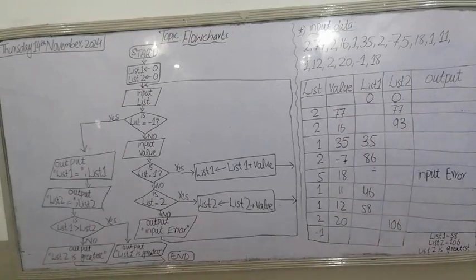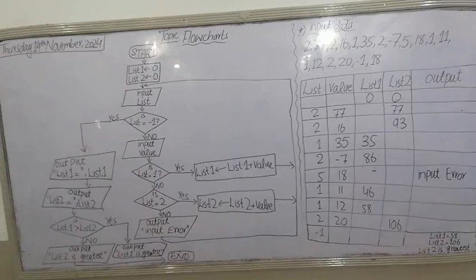Let's move forward. Here comes the first condition: is list equal to -1? It means, is the value stored in the variable list equal to -1? No, it's equal to 2. So we will move towards the flow of no.